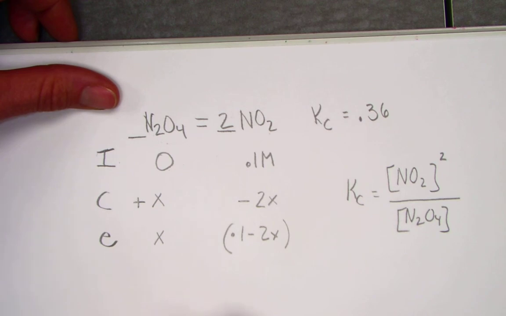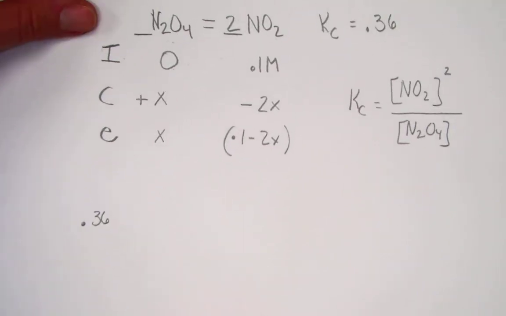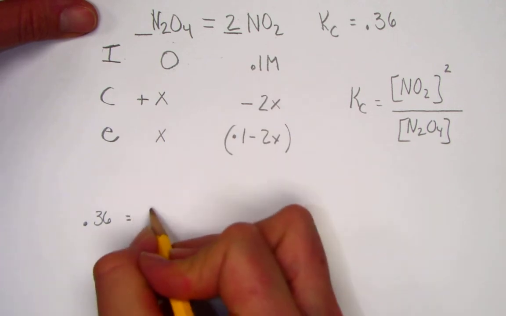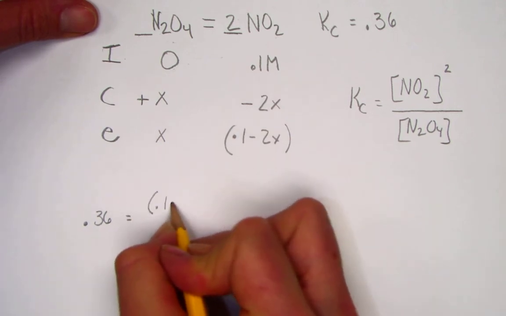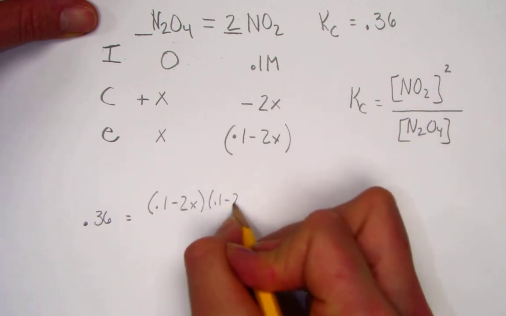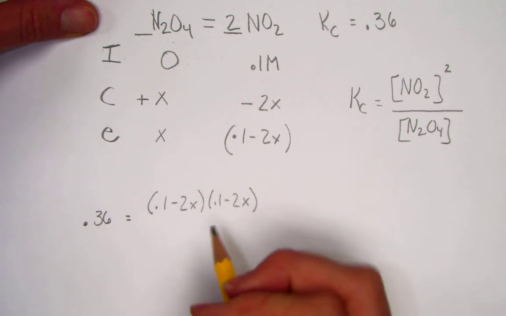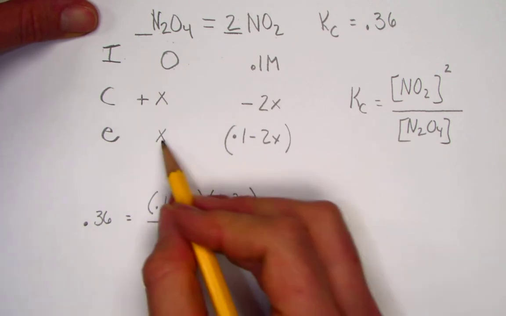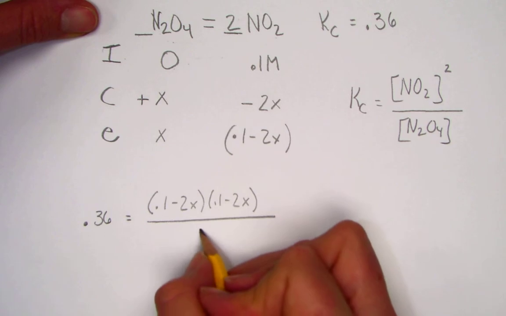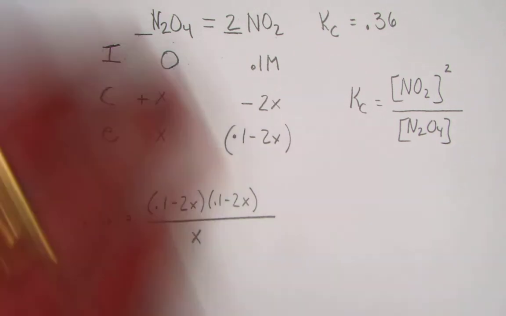Kc was given as 0.36. So 0.36 is (0.1 minus 2x) squared, and I'm going to write that out twice to emphasize that we're squaring the top. Plus, it helps me to FOIL. Set over the equilibrium value of x for our N2O4. Let's simplify the top.